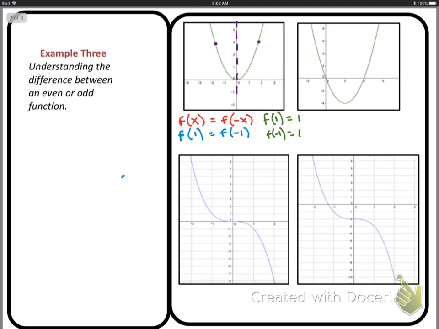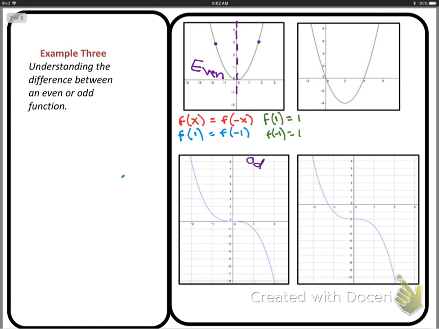So that's how we know a function is even. If we can take it from one side of the y-axis, fold it to the other side, and get the same picture at the same location, that is even. So this here was even.